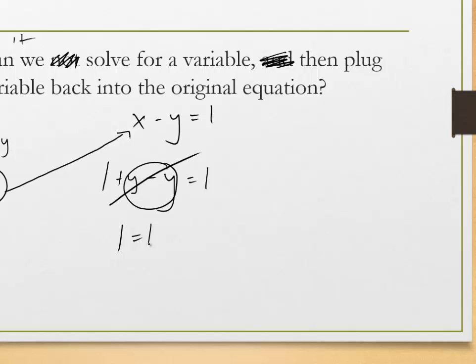So, therefore, if we have a true statement, then this system is called dependent, meaning there are infinite solutions.